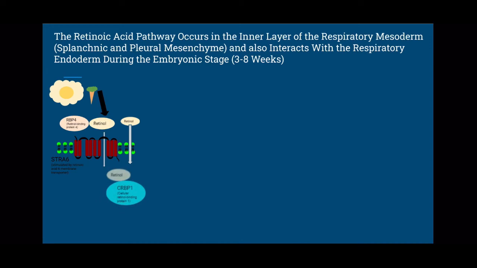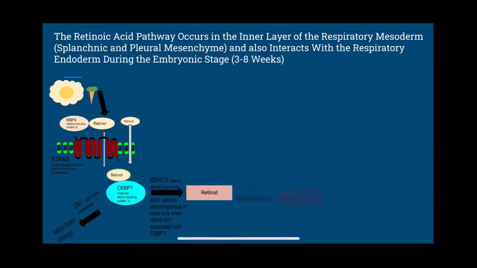Once inside the mesoderm, retinol binds to cellular retinol-binding protein 1 or CRBP1. In the cells, retinol can either be converted into retinyl esters for cellular storage by lecithin retinol acyltransferase, or LRAT, or undergo enzymatic reactions to generate retinoic acid. In this case, retinol is converted into retinaldehyde by RDH10 or retinol dehydrogenase 10. Alcohol dehydrogenase is only used when retinol isn't bound to CRBP1.